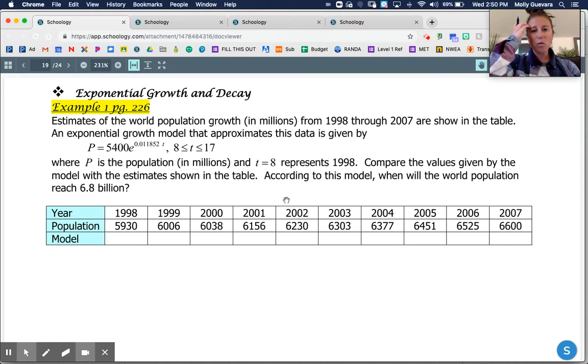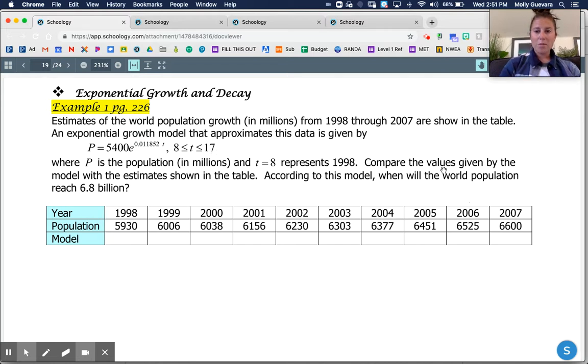It says estimates of the world's population growth in millions from 1998 to 2007 are shown in the table, right? So this is 5,930 million, so 5.9 billion, okay? So everything adds a million onto the end of it. Here's the exponential growth model that this data came from. P is the population in millions, right here. And t equals 8 represents 1998. So notice that t is from 8 to 17, where 17 is 2007.